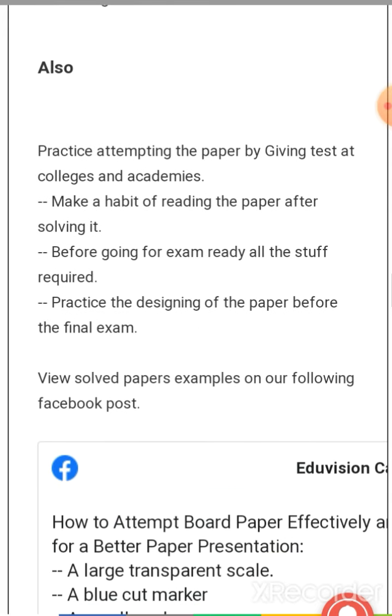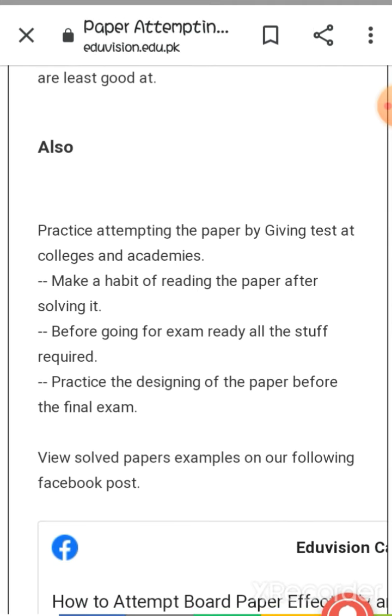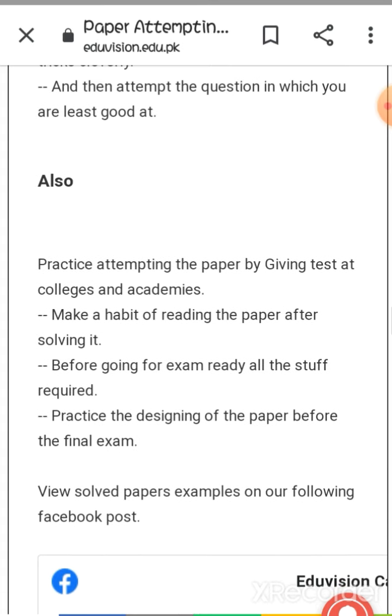Also, practice attempting the paper by giving tests at schools, colleges, and academies. Make a habit of reading the paper after solving it. Before going for the exam, get ready all the stuff required. Practice the designing of the paper before the final exam. And view solved paper examples on our following Facebook post. You can also view solved papers on the Facebook page of EduVision. You can also watch solved papers at EduVision's website.